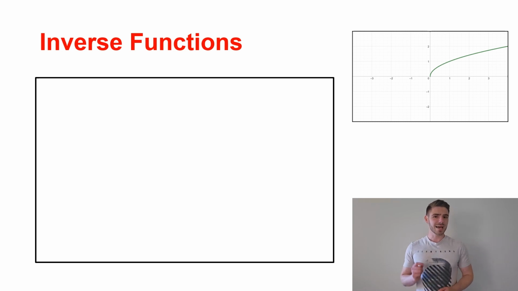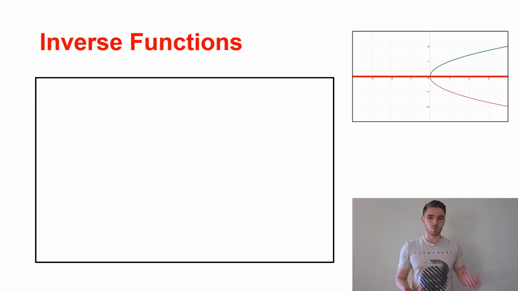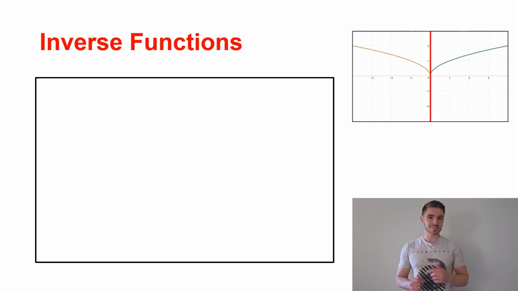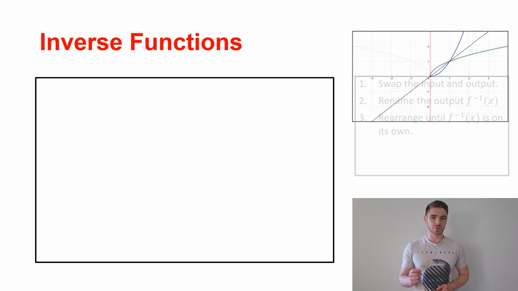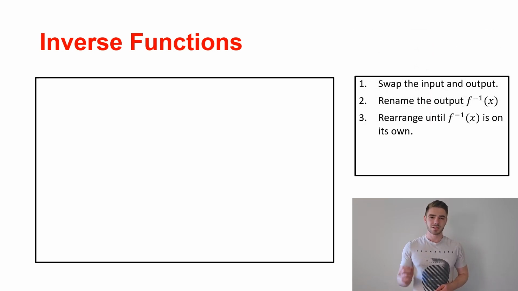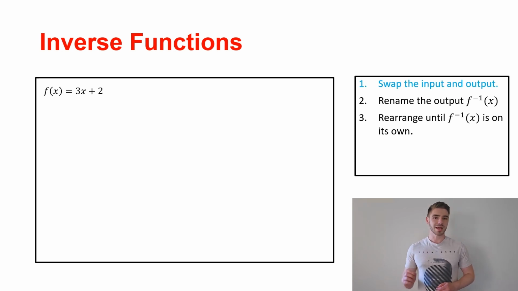The inverse to a function is actually a type of transformation. In particular, it's a type of reflection. But instead of reflecting in the x-axis or the y-axis, we reflect in the line y equals x. This transformation is applied using the following process. For example, let's suppose we have the following linear function. First, we swap the input and the output. In this case, the input is x and the output is f of x.